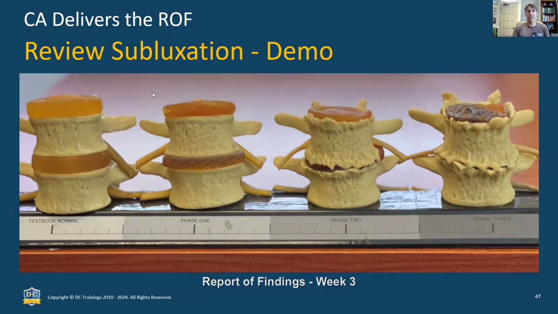So if you look at the screen, this is a normal. It says textbook normal. In a phase 1, we see that the discs are compressed. Phase 2, down here, we see that there's some damage. There's bone spurs developing. The nerves have become thinner. The disc is starting to break apart. So that's a phase 2. Phase 3 means that the disc has died off and the bones are actually fused together.